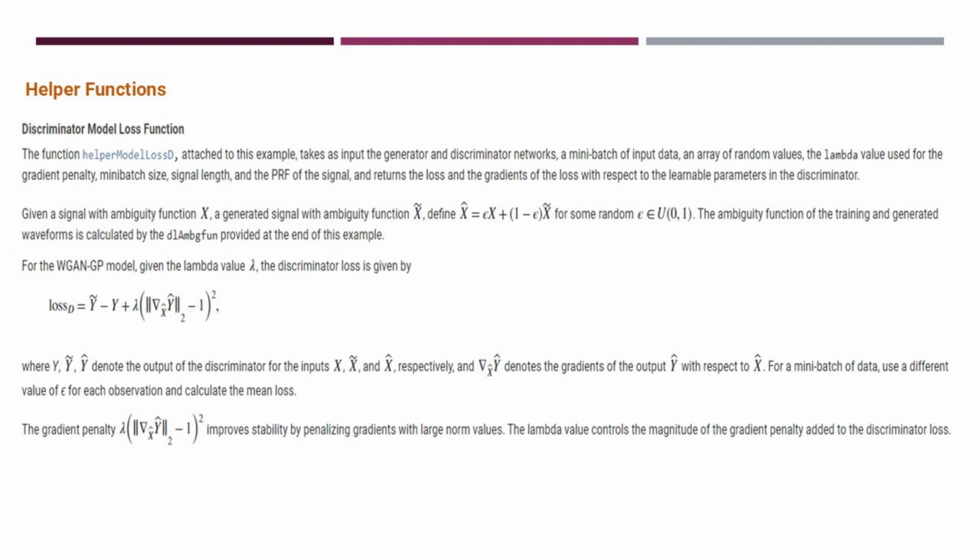Loss calculation. Ambiguity function: the ambiguity function of the generated signal is combined with the original signal's ambiguity function using a random weight. WGAN-GP loss: the loss is calculated as the difference between the discriminator's outputs for the real and generated signals, plus a gradient penalty term. Gradient penalty. Purpose: to improve stability and prevent discriminator collapse, a penalty is applied to gradients with large norms. Mechanism: the gradient penalty term is added to the loss function. Lambda value controls the magnitude of the gradient penalty. In essence, the helper model loss D function computes the loss for the discriminator in a WGAN-GP setting, incorporating a gradient penalty to enhance model stability.